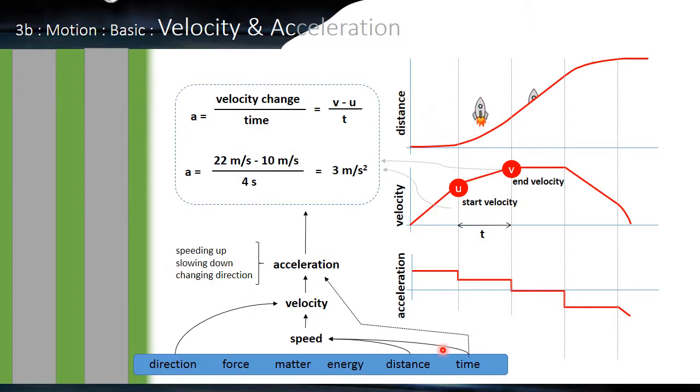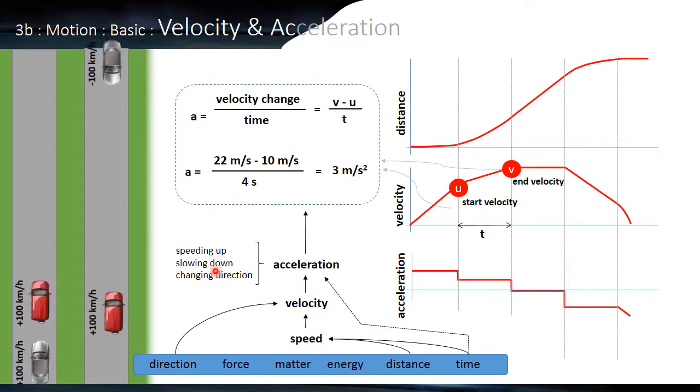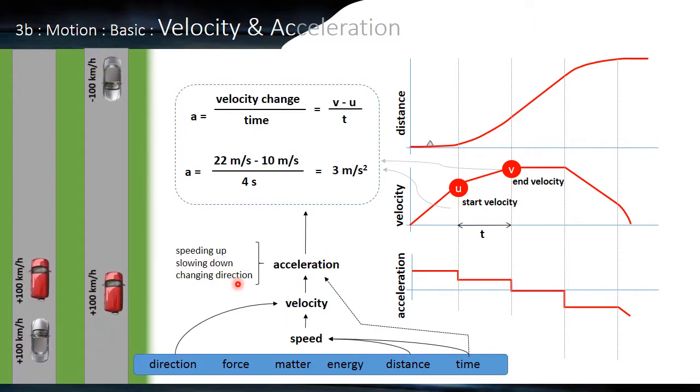Now if we add the concept of time again, we get the idea of acceleration. So this is how quickly is your velocity changing. In common sense language, we have the idea of speeding up, slowing down, or changing direction.